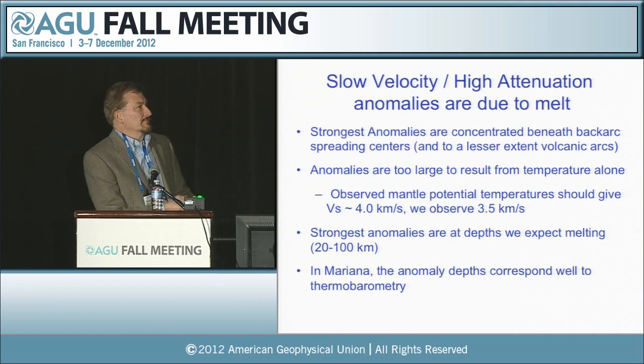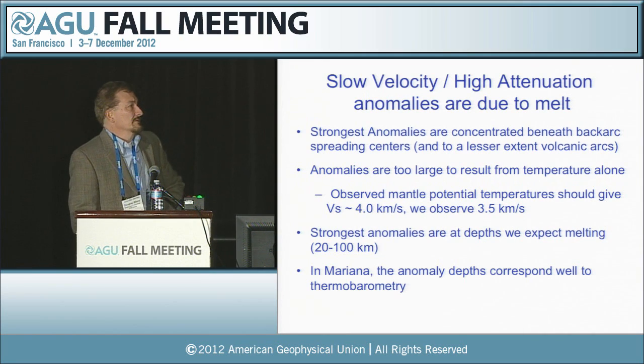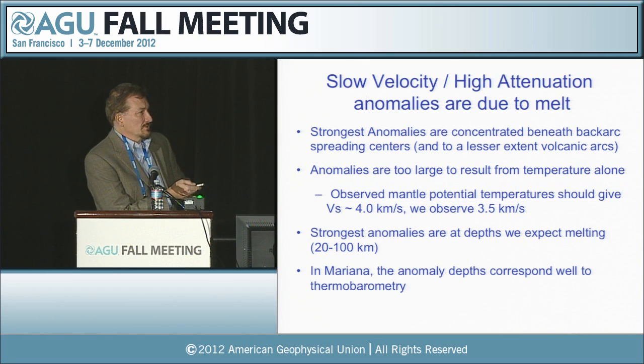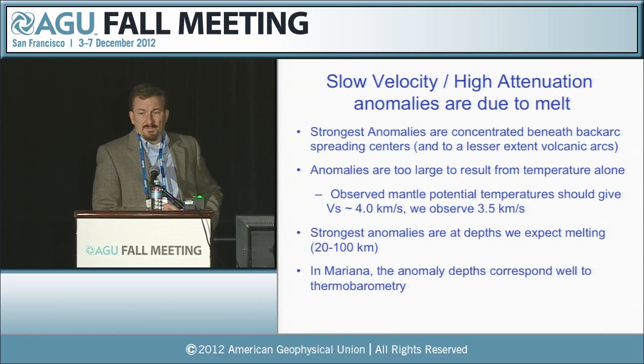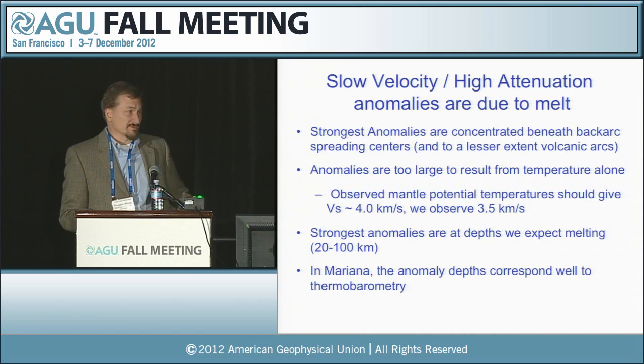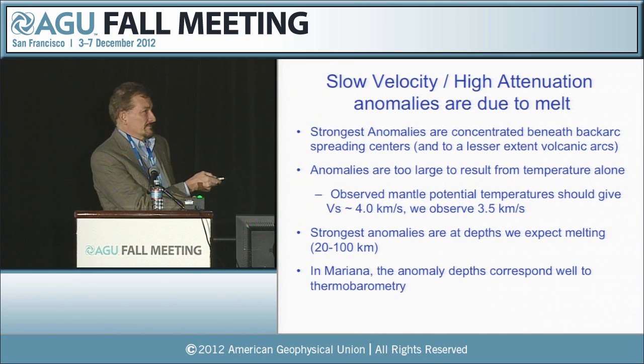I'd like to convince you that what we're actually looking at here is the melt region in the mantle. And evidence for that is that the strongest anomalies are concentrated beneath the Backarc spreading center, and to a lesser extent the volcanic arcs. The anomalies are way too large to result from temperature effects alone. If we put in the mantle temperatures that are inferred from petrology and use relationships such as Faul and Jackson, or really any other relationships you want to use, you'd predict shear wave velocities of about 4, and we're observing velocities down to about 3.5.